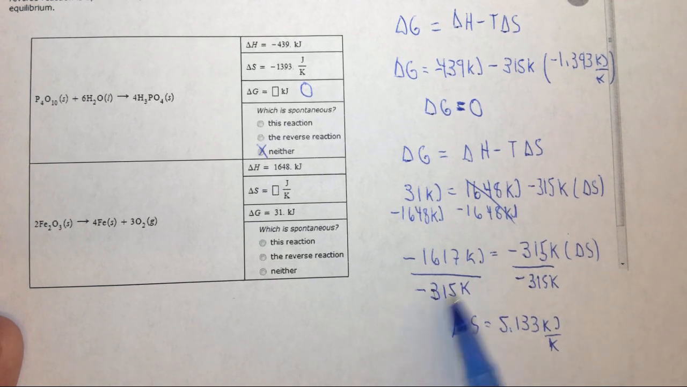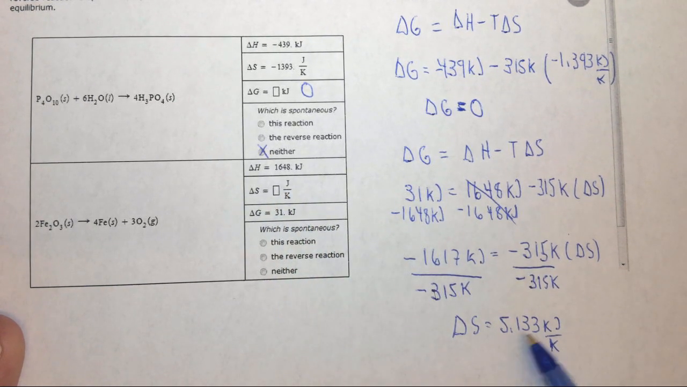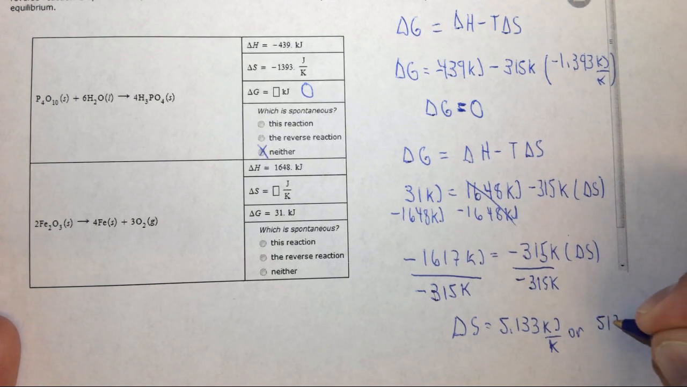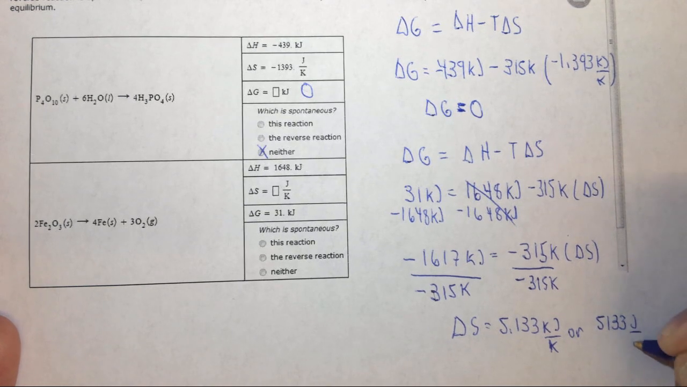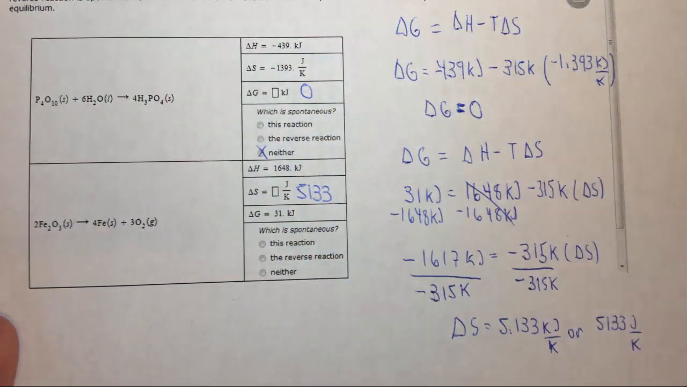Notice, again, it asks for delta S in joules per K. So we need to take this and multiply by 1,000. So this is 5133 joules per K. So the answer here is 5133.